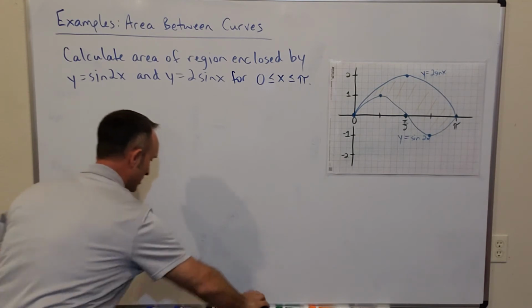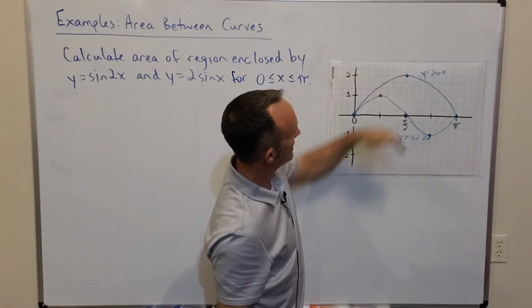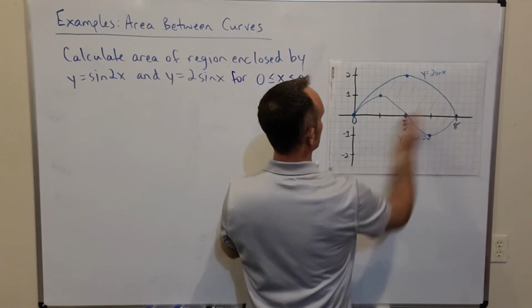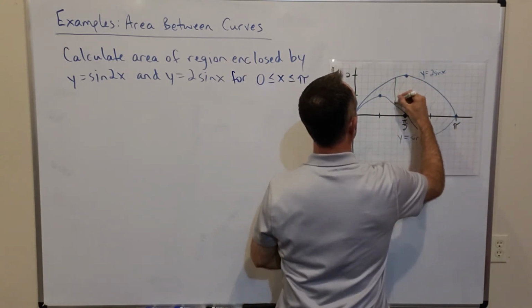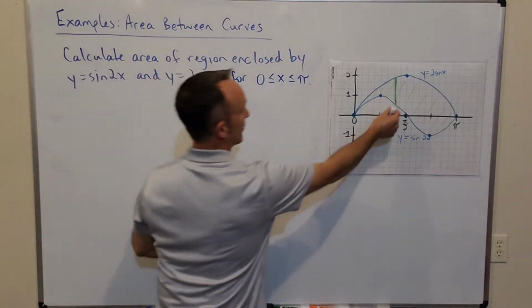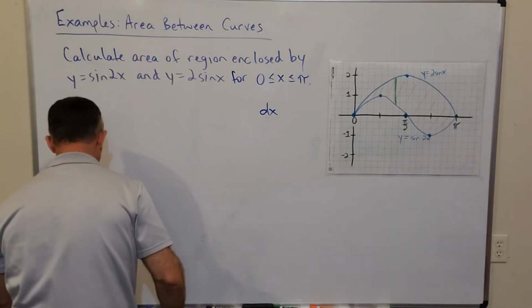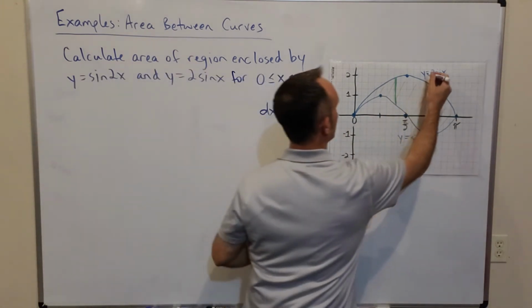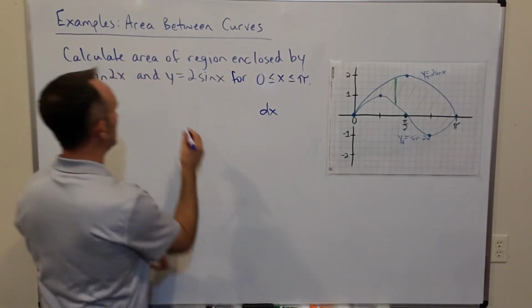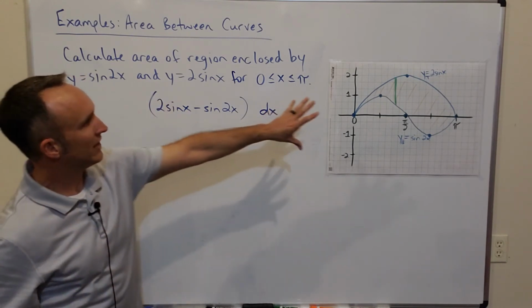So we need to imagine where we would cut this with a rectangle, and since the y equals 2 sine x function is always above the other, let's use vertical rectangles because the height's easy to calculate. Anywhere in this region, a vertical rectangle is going to look something like that. If we go to set up our integral, the width of that rectangle is a horizontal distance, so it's dx. The height is going to be the top y in terms of x. The top y is 2 sine x minus the bottom y, which is sine of 2x. And that's the area of that rectangle that we see there.